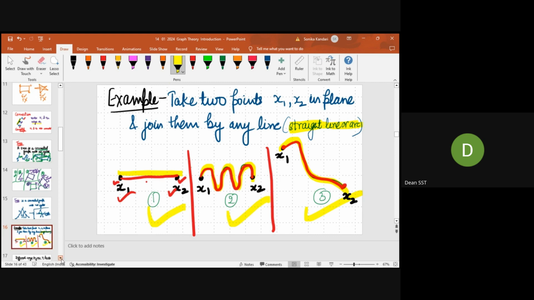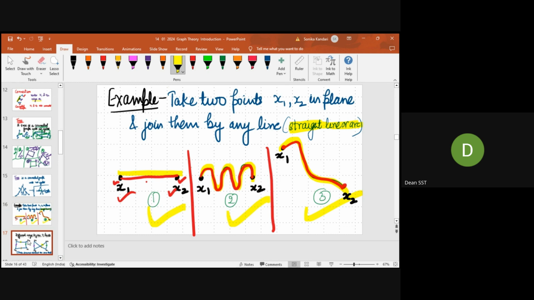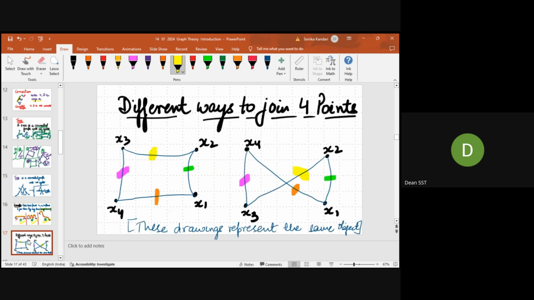Now let us see a few more examples. Suppose you are given 4 points. Fine. And what are the vertices? X1, X2, X3 and X4. Suppose one way we have joined like this.